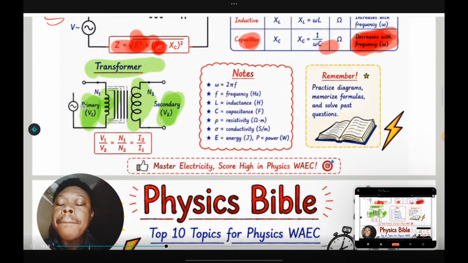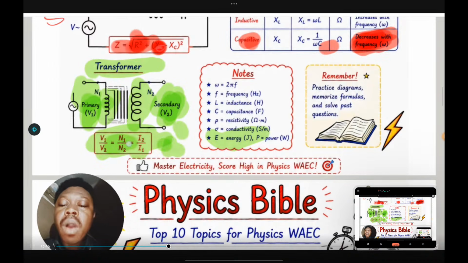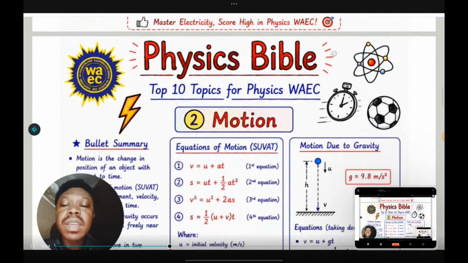You have power output. This is power input. This is power output. And with this, you can find efficiency under transformer. And this is your general formula for transformer. Please take note of this. And for efficiency, you have power output over power input multiplied by 100. So take note of these.